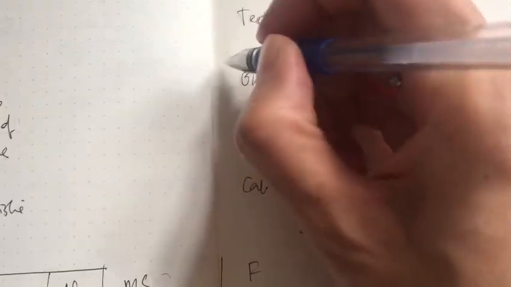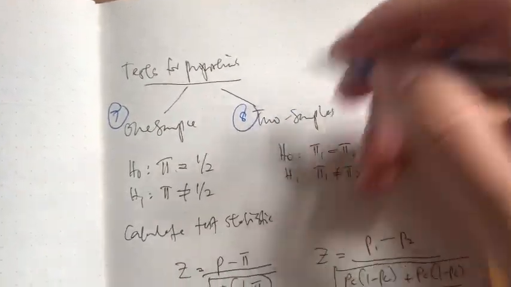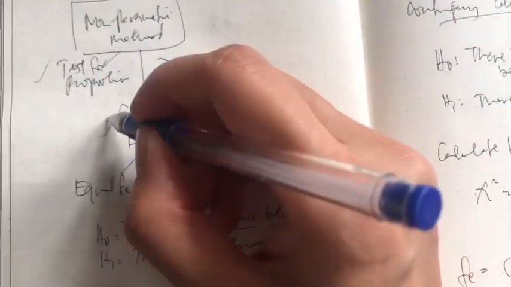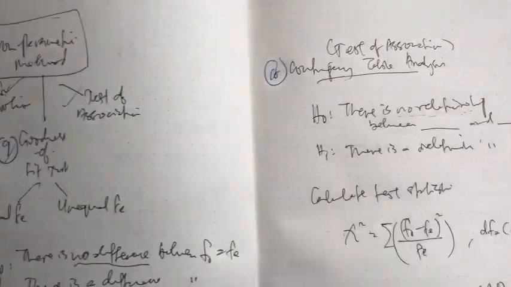So here's test number 7, the one sample proportion test. Test number 8 is the two-sample proportion test. And of course, here we have test number 9, which is the goodness of fit test. And finally, test number 10 is the contingency table analysis or the test of association. Okay, so 10 tests.